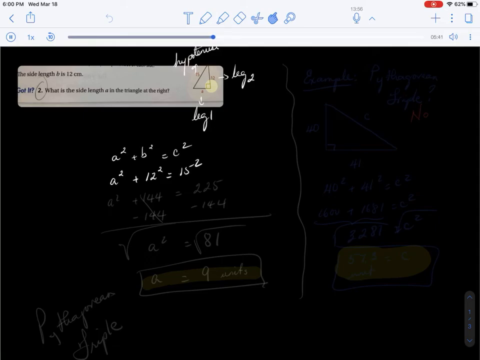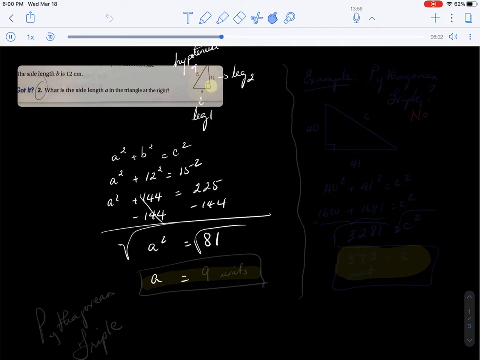It's going to give me A squared plus 144 equals 225. I'm going to isolate A, so I'm going to subtract 144. A squared, therefore, gives me 81. Again, I'm going to take the square root of that, and it's going to give me 9.